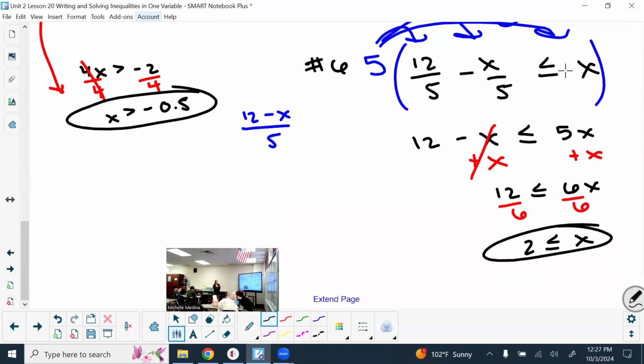And I didn't need to flip the sign at all because at no point did I multiply or divide by a negative. That is why we suggest you move the smaller variable, because then it's less likely you ever even have to worry about that. But yeah, I get 2 less than or equal to x. That answer is the hard one. To match it back up to one of the number lines, you can see the number lines better on your own paper. See if you can find the one that would be 2 less than or equal to x.